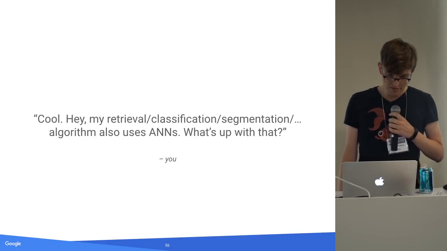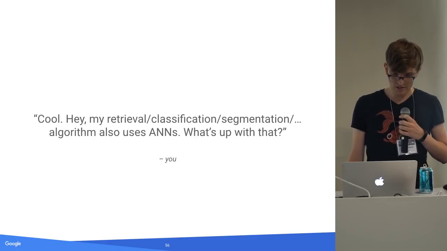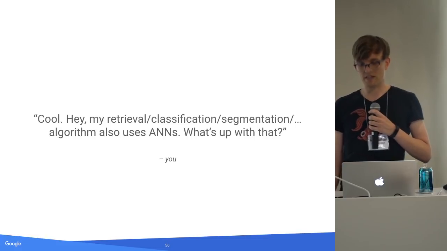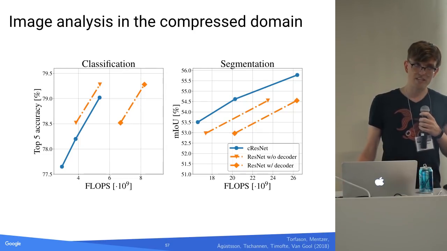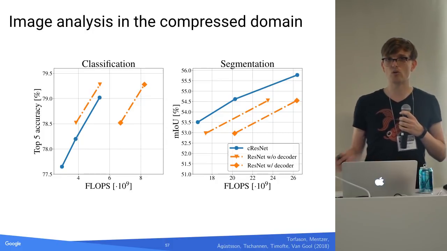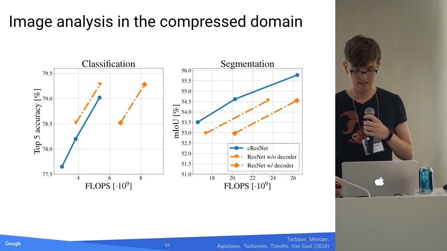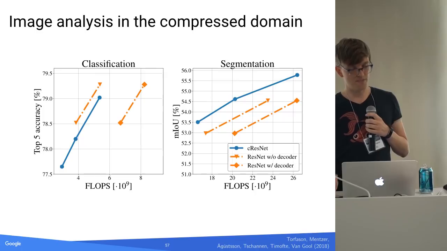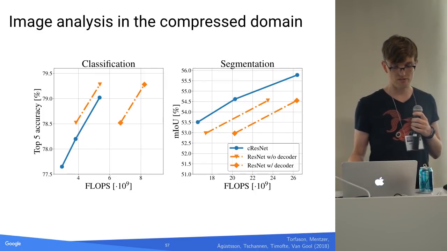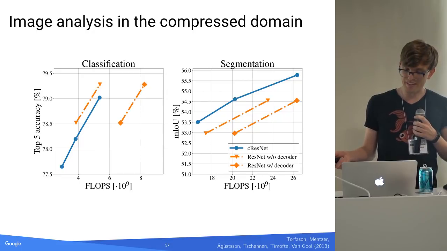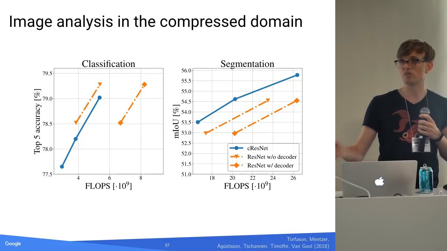Cool. Hey, my retrieval, classification, segmentation, and so on algorithm also uses ANNs. What's up with that? So there are some benefits to the autoencoder nonlinear transform coding style setup. For instance, it's pretty easy to train a classifier or a segmentation algorithm directly from the latent space instead of having to decode the image first.